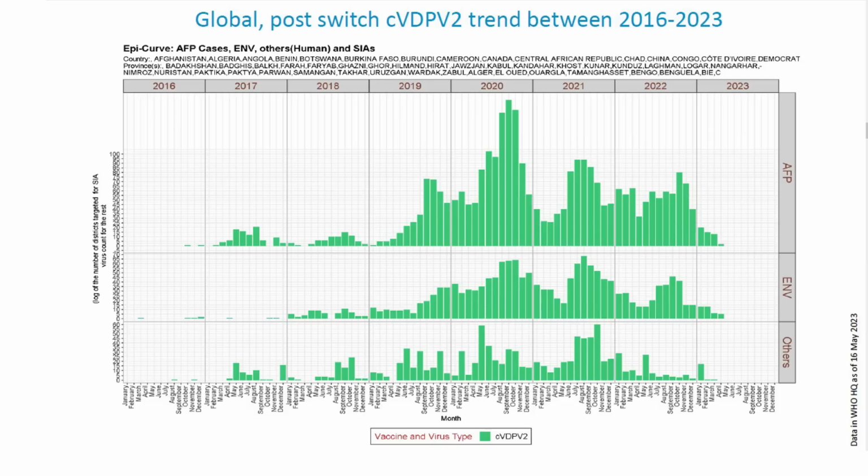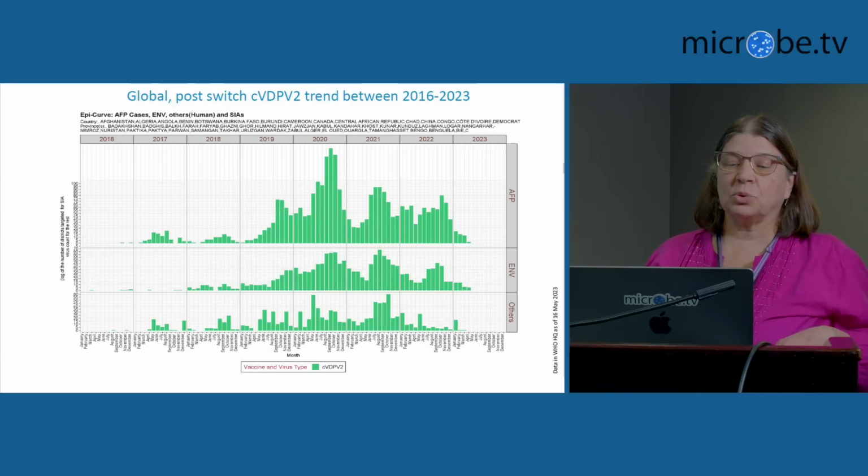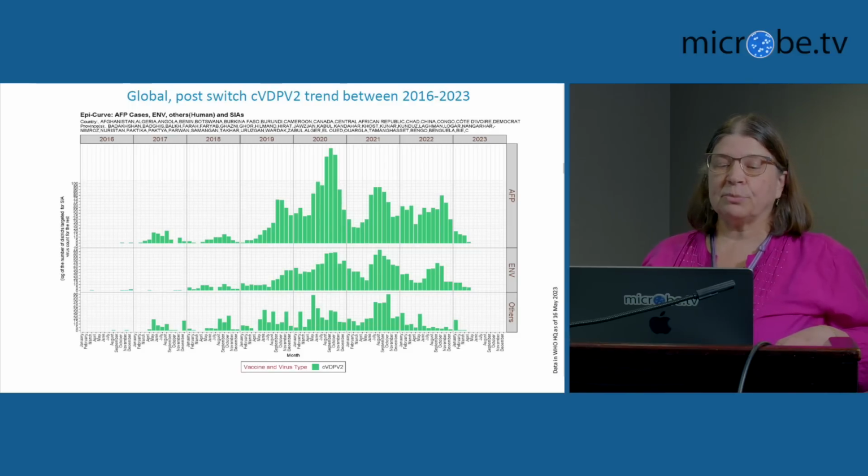This is post-switch cVDPV2 trend between 2016 and 2023, with AFP on the top, environmental in the middle, and then a collection of healthy children contacts, et cetera, on the bottom. And just showing from left to right, 2016 to 2023, this peak in 2020 of more and more cases of type 2 VDPV, and then some diminution over time, with 2022 improving somewhat from 2021.